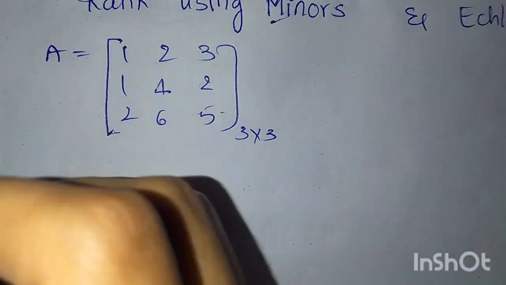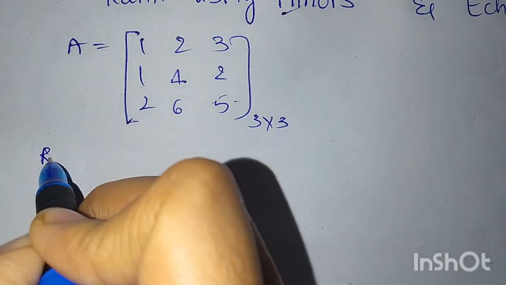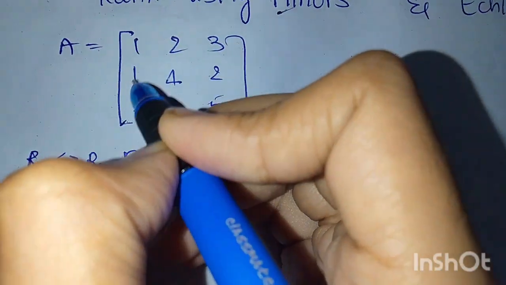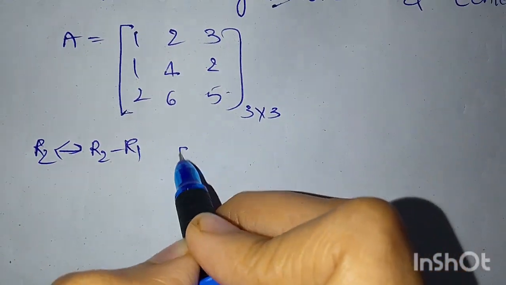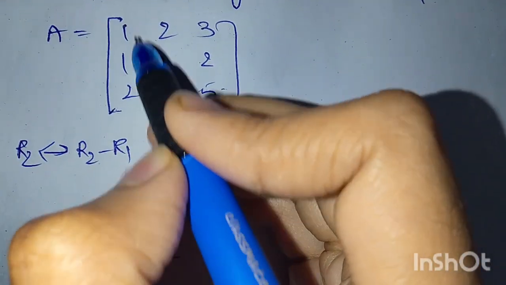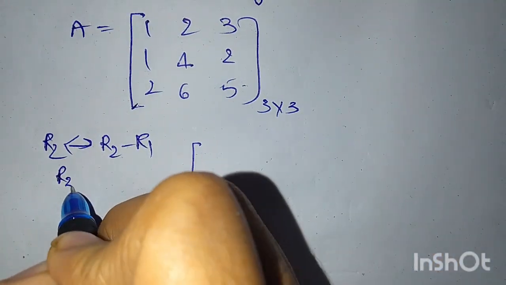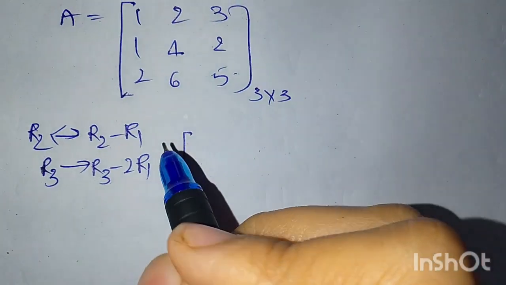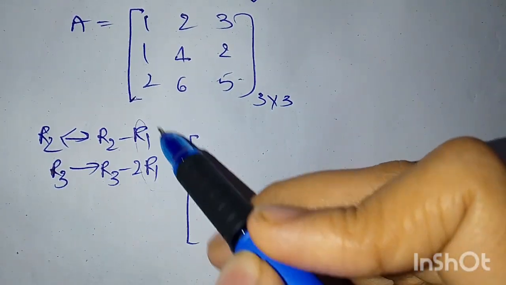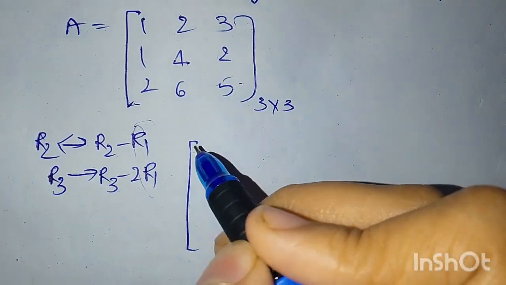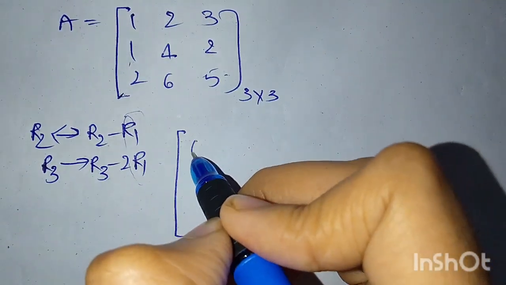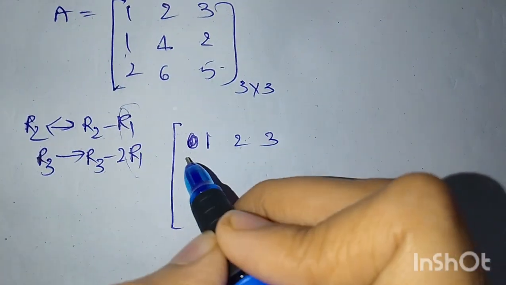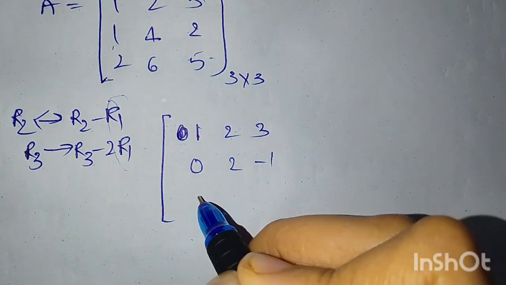So first, I'll write R2 → R2 minus R1, and R3 → R3 minus 2R1. Always when you're performing this the first time, this side should be R1 only. So the first row will be the same: 1, 2, 3. The second row will change: 0, 2, minus 1, and the third row 0, 2, minus 1.